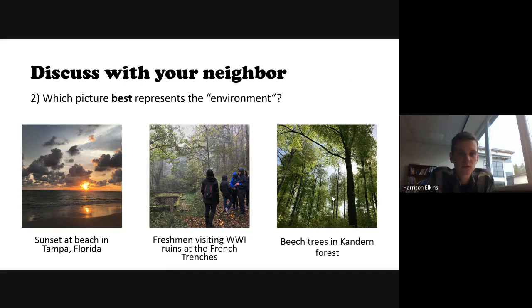All right, let's look at this. Which picture do you think best represents the environment? That's a little bit of review of what we've talked about so far. Here's our first picture. We've got a sunset at a beach. When I lived in Tampa, Florida, I took that picture.